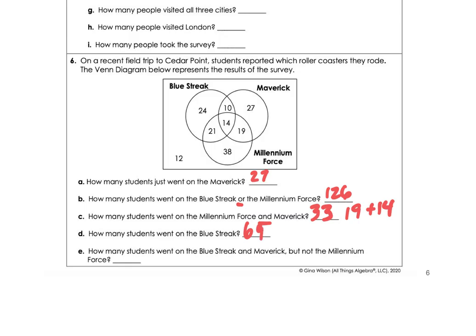Okay, and then the last one, this one's kind of a tricky one, I think. How many students went on the Blue Streak and Maverick, but not on the Millennium Force? 10. Okay, how come 10? Because there's 10 that are both on Blue Streak and Maverick, but not in the middle. So these 10 people here rode Blue Streak and Maverick, but we can't include these because they can't go on the Millennium Force. So it would only be those 10 people right there.